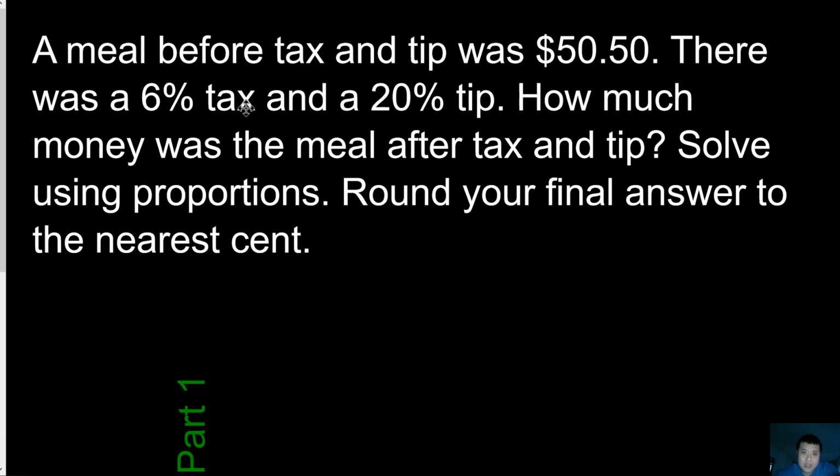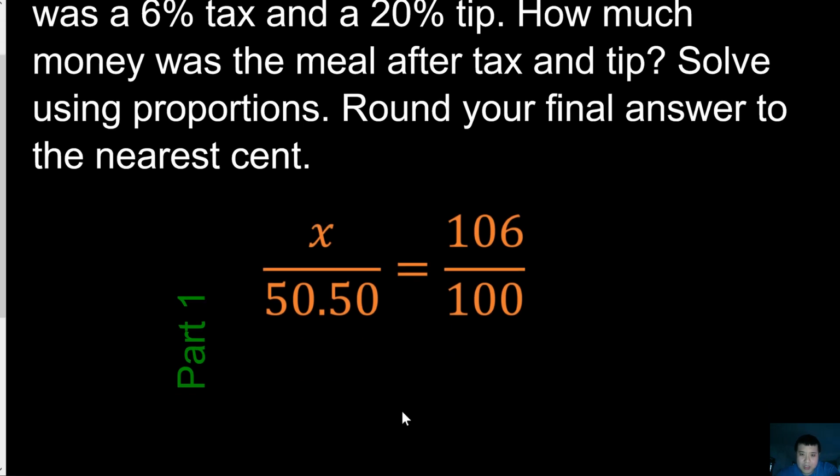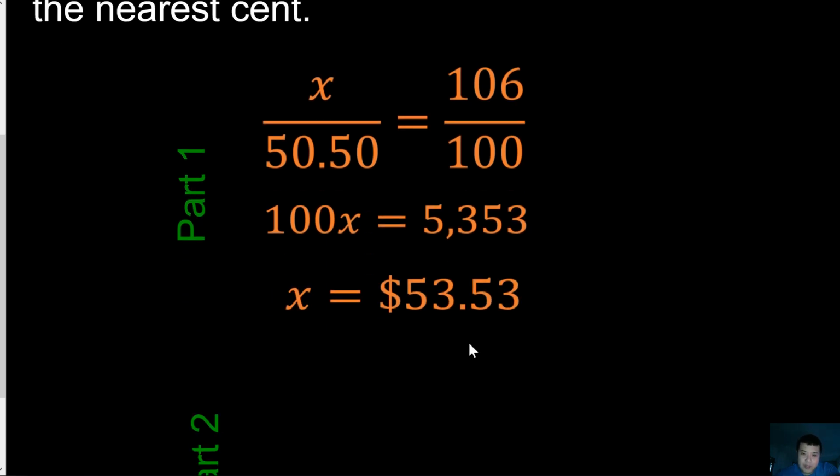To add the tax, what we need to do is add 6% to it, so that means we're looking for 106%. We're going to set it up as our part. This is our new amount that we're looking for. This is 100% of the original cost, and again we cross multiply: 100x equals 50.5 times 106, which is 5,353. Divide both sides by 100, we get 53.53. So this is the cost after just the 6% tax increase.